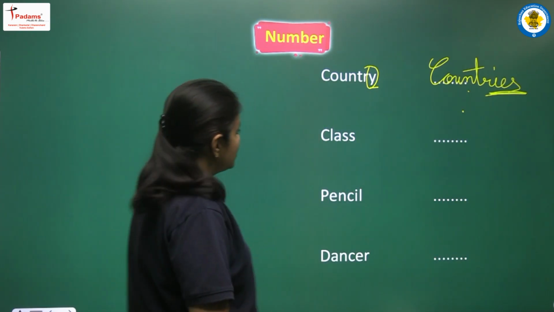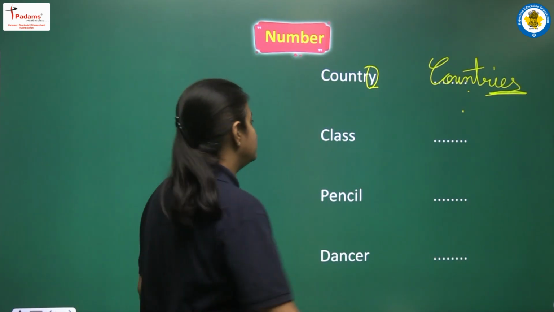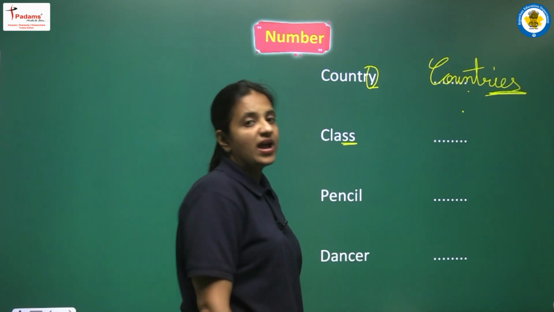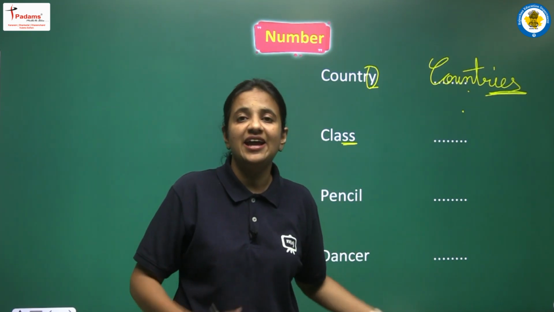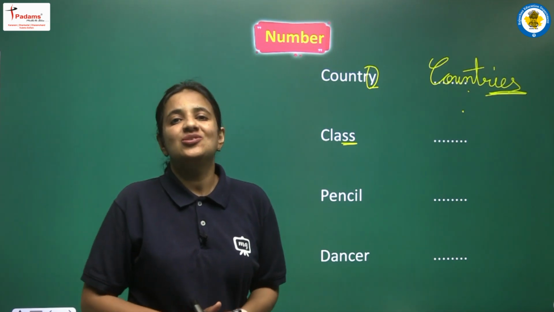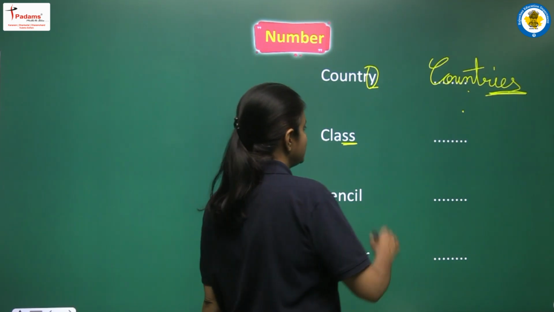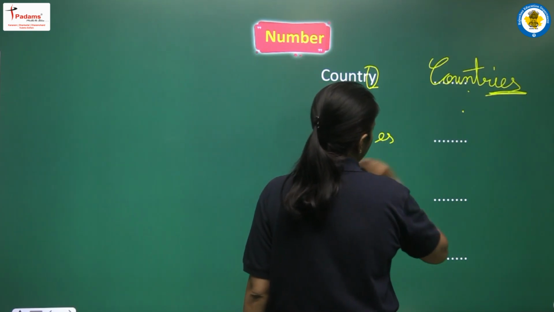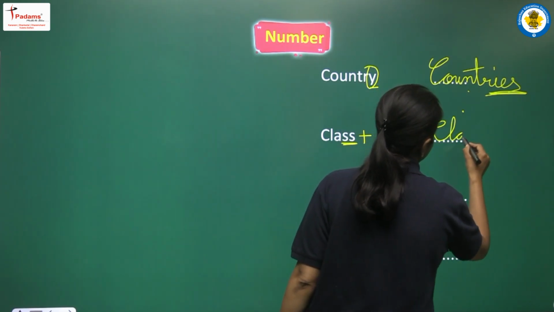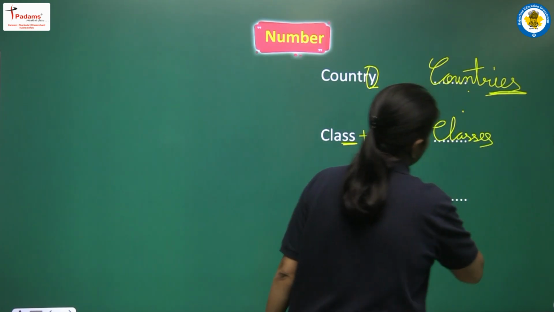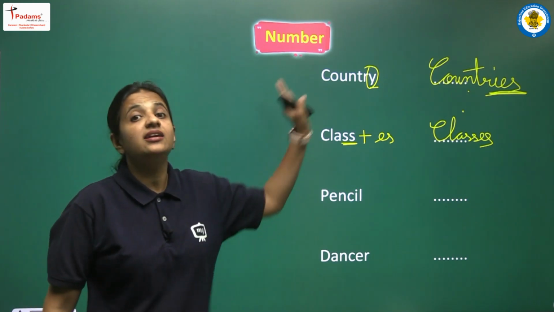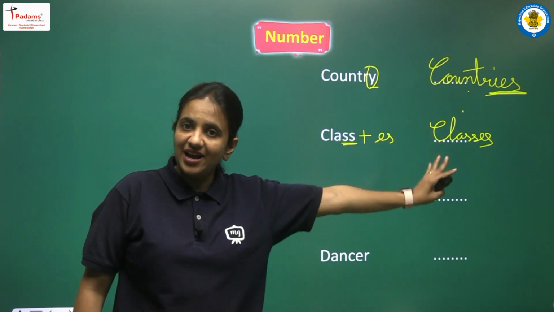Okay. Next we are having class. So just look at the last letters. We are having double S at the end of the spelling of class. So now we have to add ES here. Okay. So it will be classes. So class, it is a singular noun, and classes, this is plural noun.